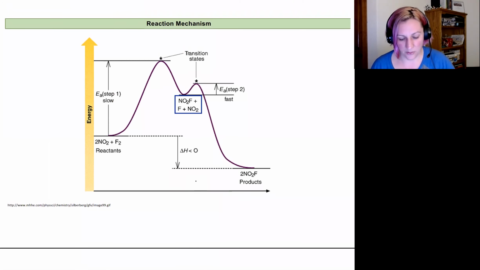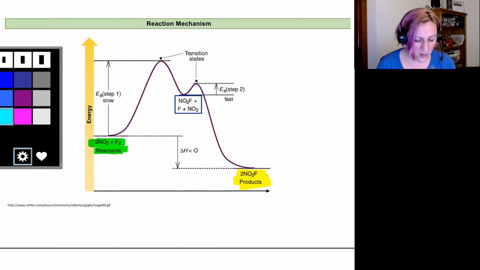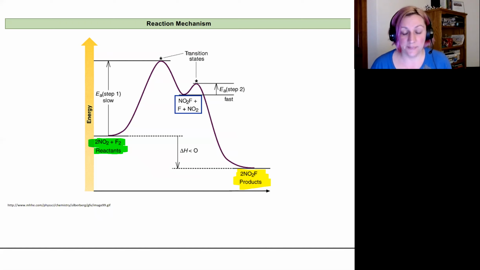I find this helpful. So this is what's happening. We start with all of our reactants together and we show those right here. We've got all of our reactants, great. And we're going to transform them into products, 2NO2F molecules. And along the way, we're going to form an intermediate, which will be one of our product molecules, NO2F, and then a fluorine and NO2.